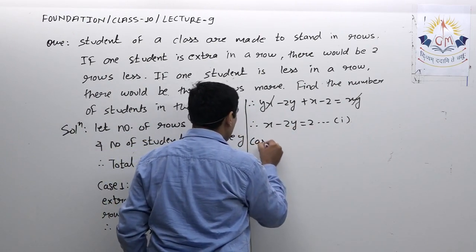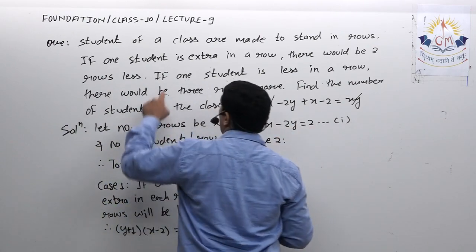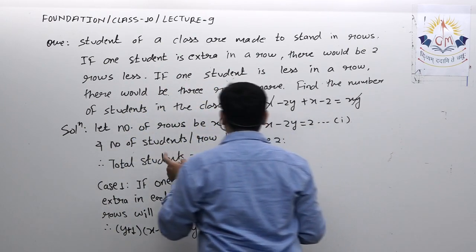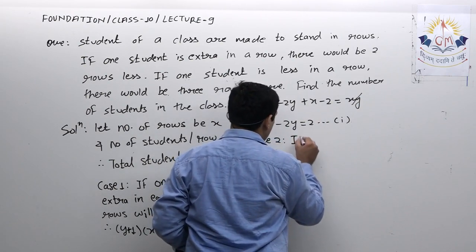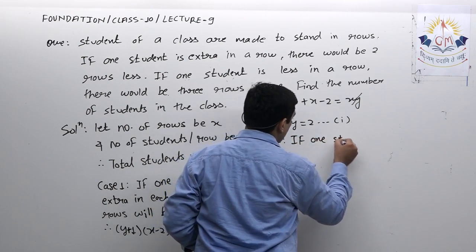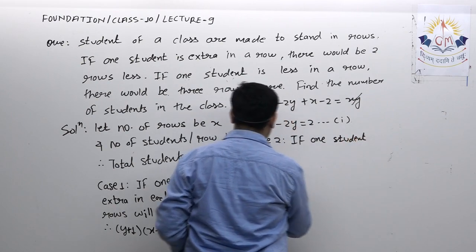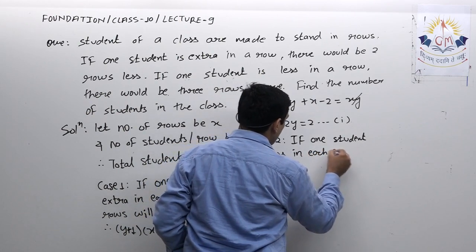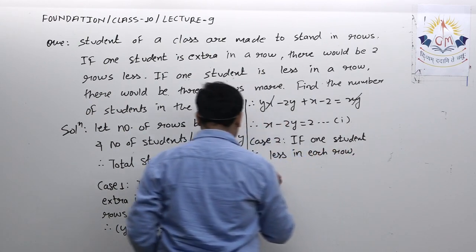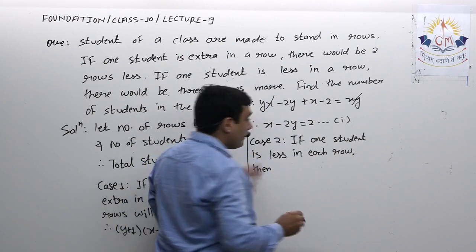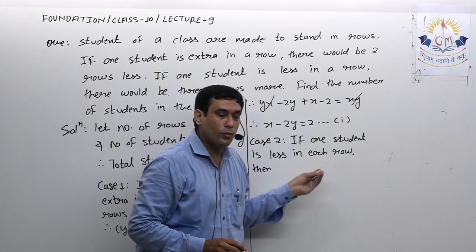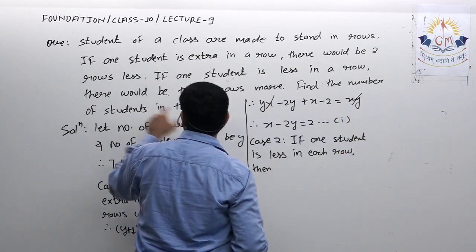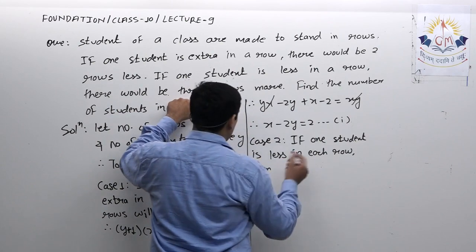Now case 2, the second case: if one student is less in each row, then we are removing a student from the rows, so definitely we will create one or two extra rows, whatever, and there would be 3 rows more.